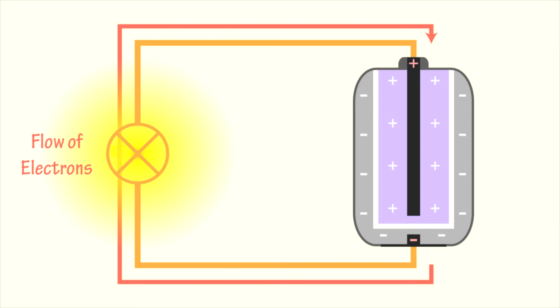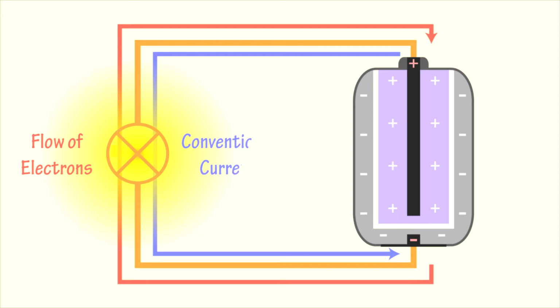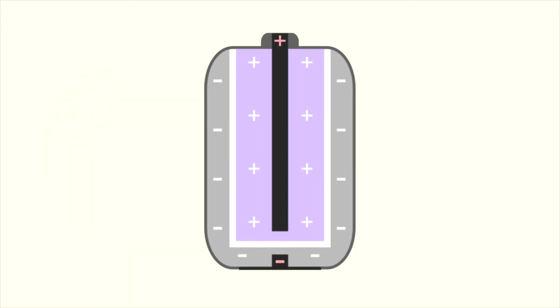Normally you hear that electricity travels from the positive terminal to the negative terminal. This is called conventional current. However, the flow of electrons is actually in the opposite direction.